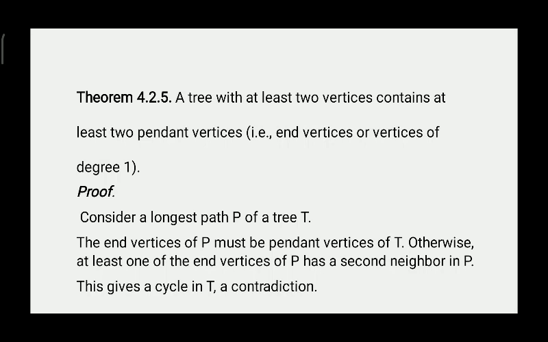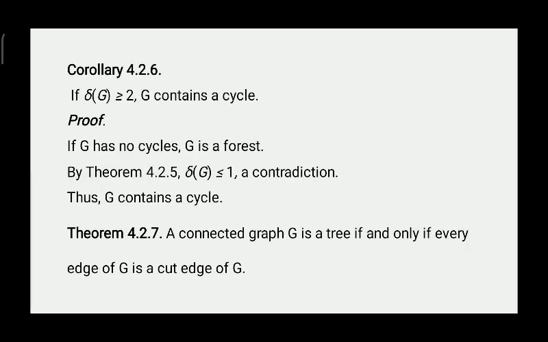Otherwise, at least one of the end vertices of P has a second neighbor in P. This gives a cycle in T, which is a contradiction. Hence, definitely a tree with at least two vertices will always have two pendant vertices.